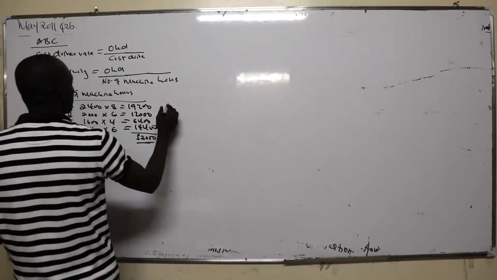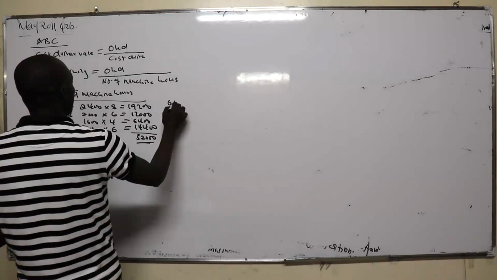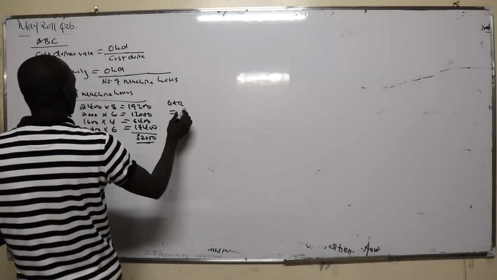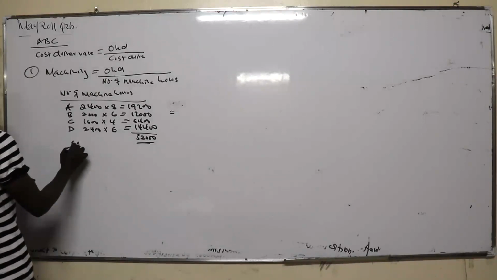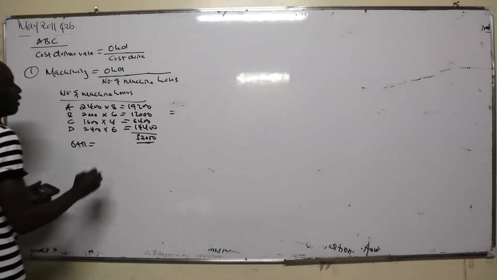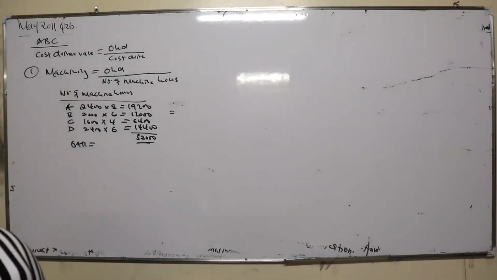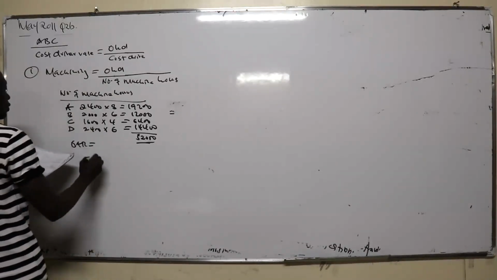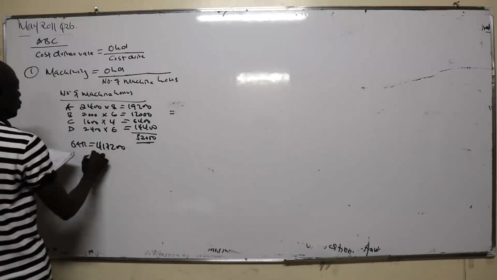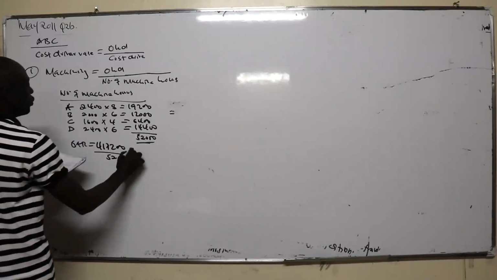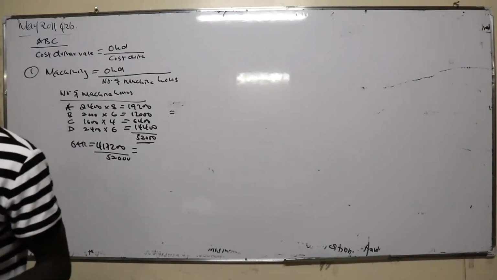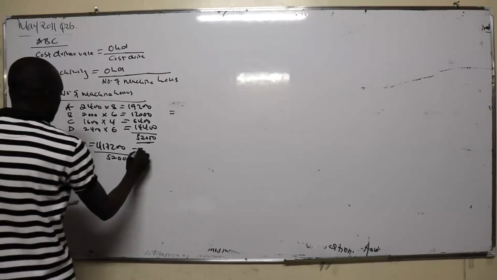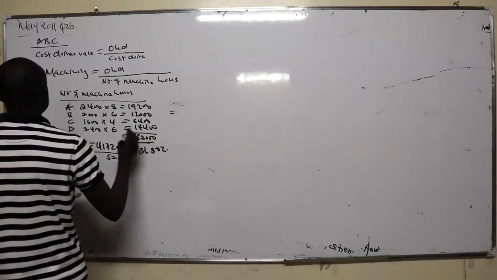So the overhead absorption rate is going to be the total overheads, which is 417,200, divided by 52,000. This is going to give you 8 shillings, 8.02. That is number one.